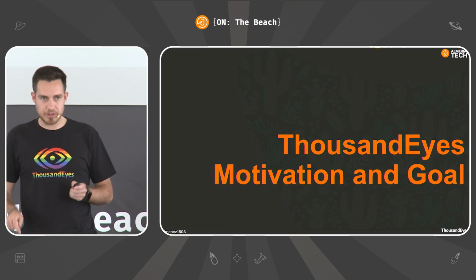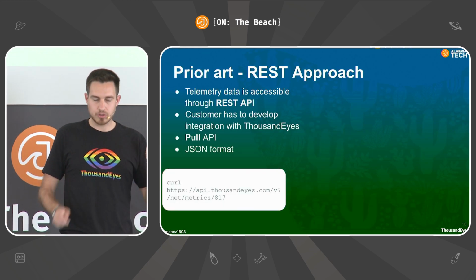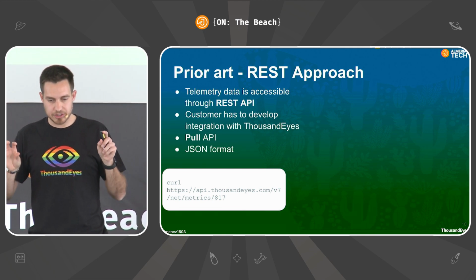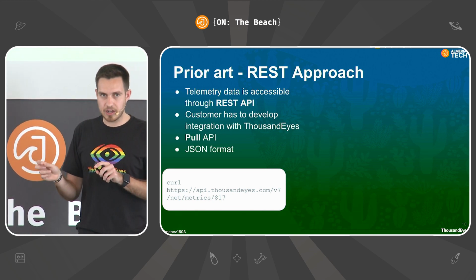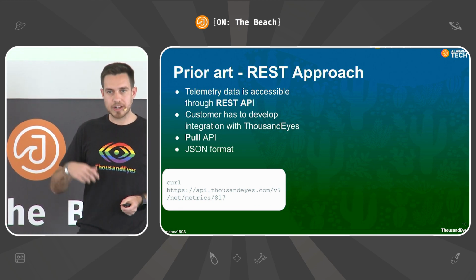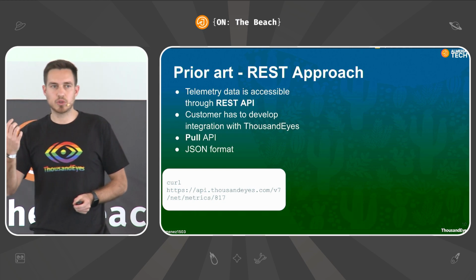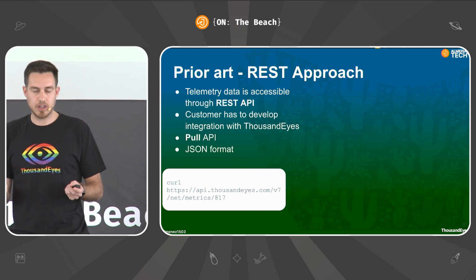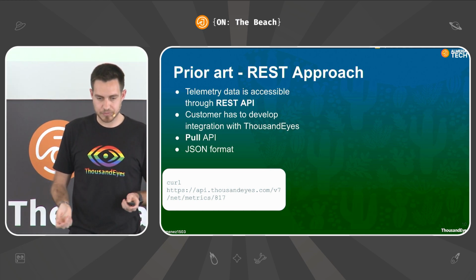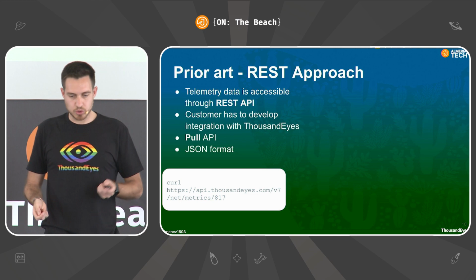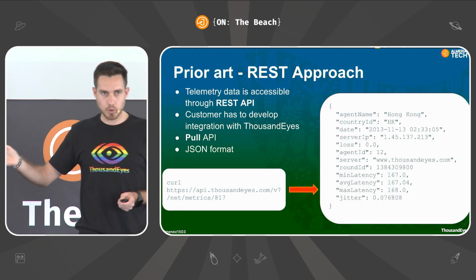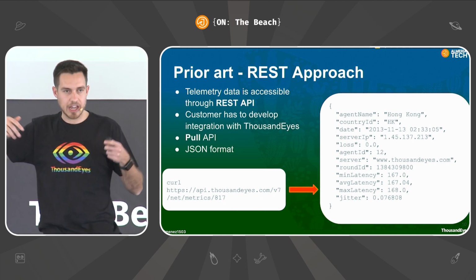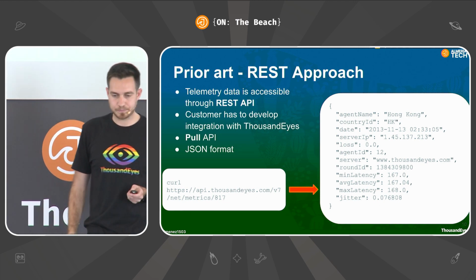Perfect, now you know the introduction. Let's jump into our motivation to use OpenTelemetry. You cannot know the motivation without knowing the prior art. So our telemetry data is only accessible through a REST API and through the dashboard. So our customer, to enrich that data, needs to create their own integration, pulling that data periodically. And we don't want that. We want to make our customer's life easier. The format that we support today is JSON. As you can see in that example, we are querying test data, and we are getting loss, latency, the agent that is running that test, and so on.